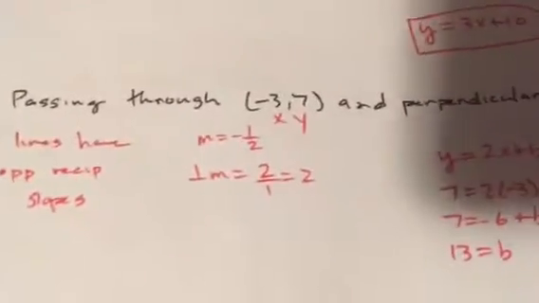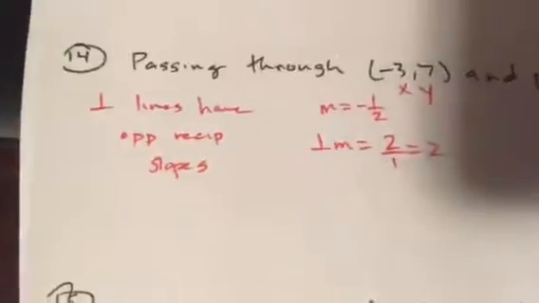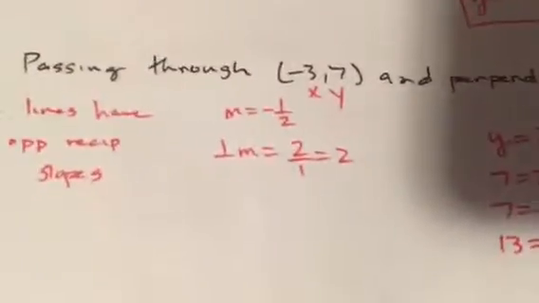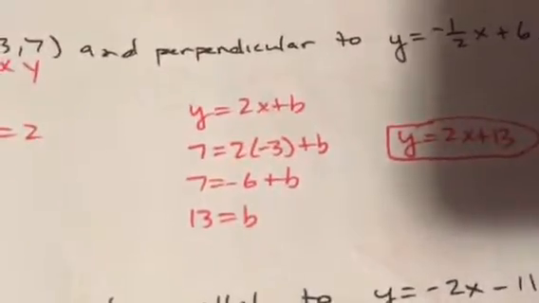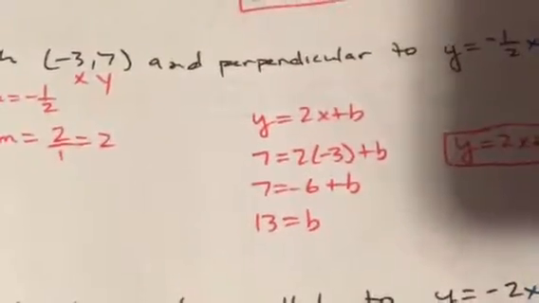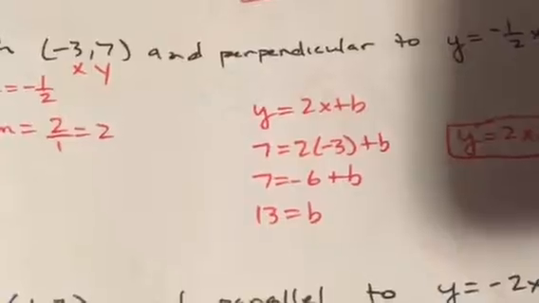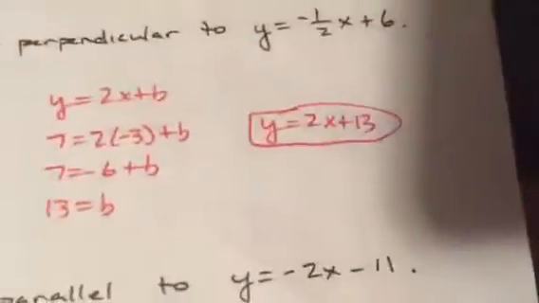All right, if it passes through negative 3, 7 and is perpendicular, perpendicular lines have opposite reciprocal slopes. So if your slope was negative 1/2, your perpendicular slope is 2. Same thing as above, y equals 2x plus b. Substitute 7 in for y, negative 3 in for x. You're going to get b is 13 when you solve that.